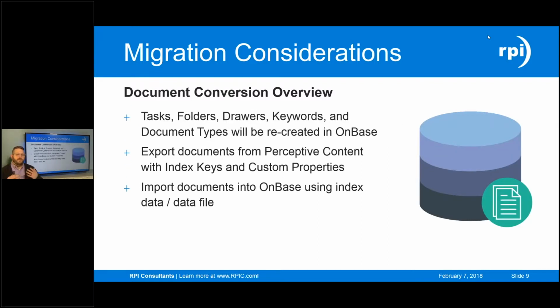When we're talking about document conversion to the target system, this is talking about tasks, folders, drawers, custom properties, anything around the archival or retrieval of documents and the actual document images. Typically, this is a 2-step process. First, you're going to set up a mass export of documents from Perceptive Content with their indexes. You're probably going to utilize a big index file to get all that information. Step 2 then is to take that storage medium, plug it into OnBase, and do an automated import.